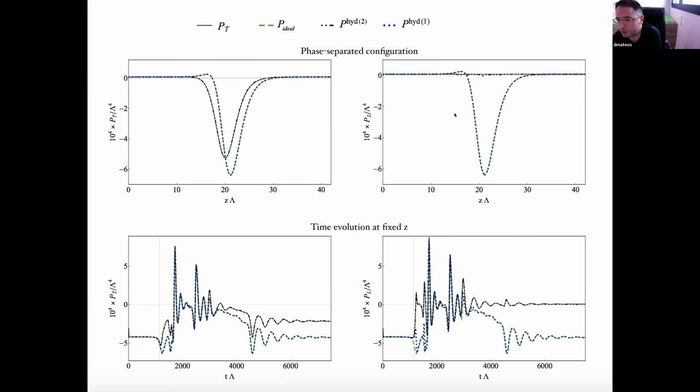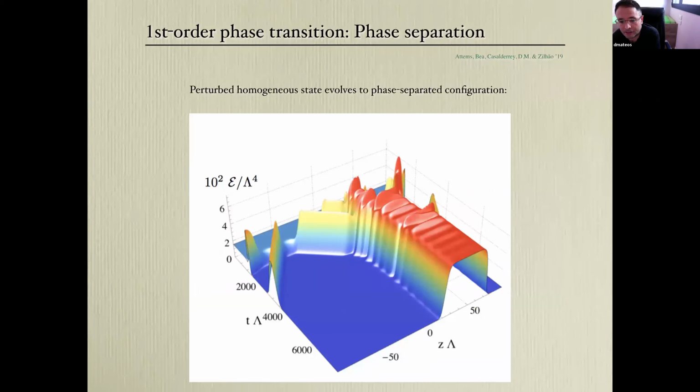So it was bound to fail here. And what is actually remarkable, in my opinion, is that second order hydro does such a good job. And that's because, in the interface, what is really important are the second order spatial gradients. Because you're interpolating between a very high energy density and a very low energy density, the second order spatial gradients are very large here. So you need to include them if you want hydrodynamics to give you a good description of the interface. I'm emphasizing all of this because this interface, in the case of a bubble, becomes the bubble wall.